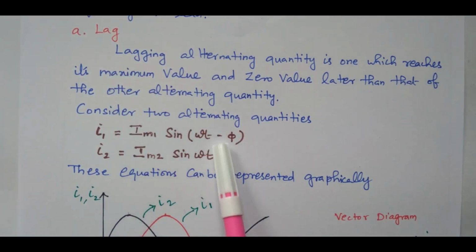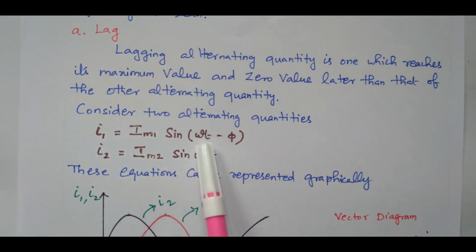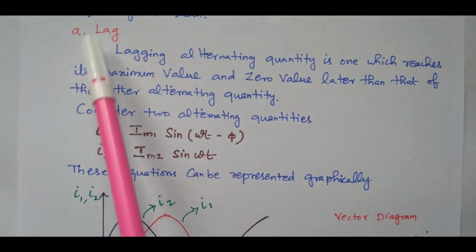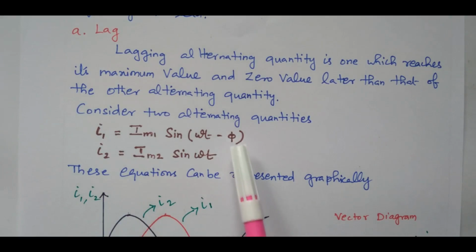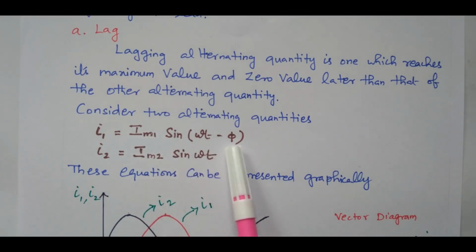So that is represented by minus pi. I2 equals Im sin omega t, so that starts at 0 degree like the previous case. But I1 equals Im1 sin(omega t minus pi). So the minus refers to lagging. This pi angle is the lag between I1 and I2. I1 reaches the maximum value delayed by an angle of pi.